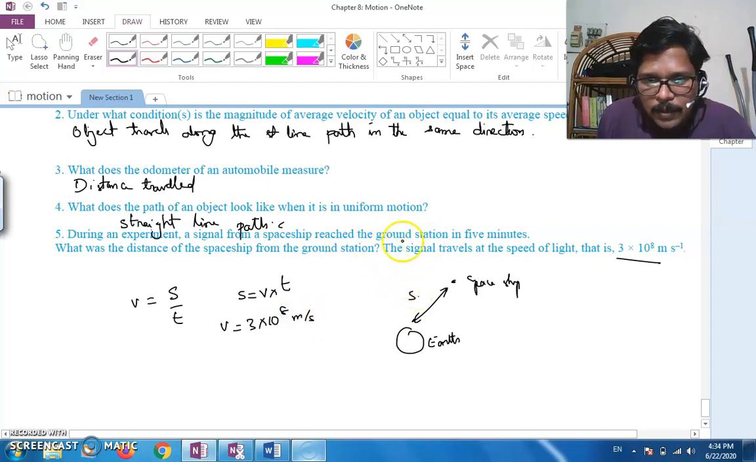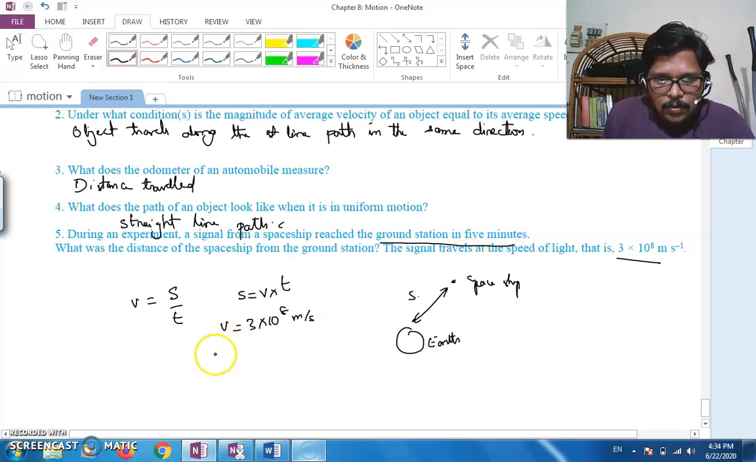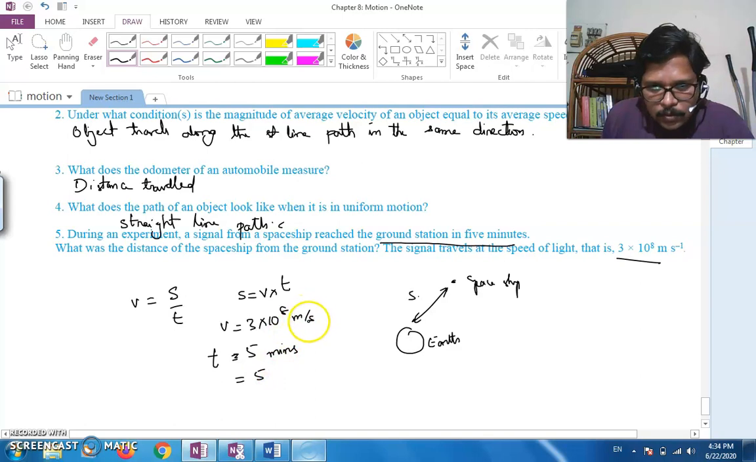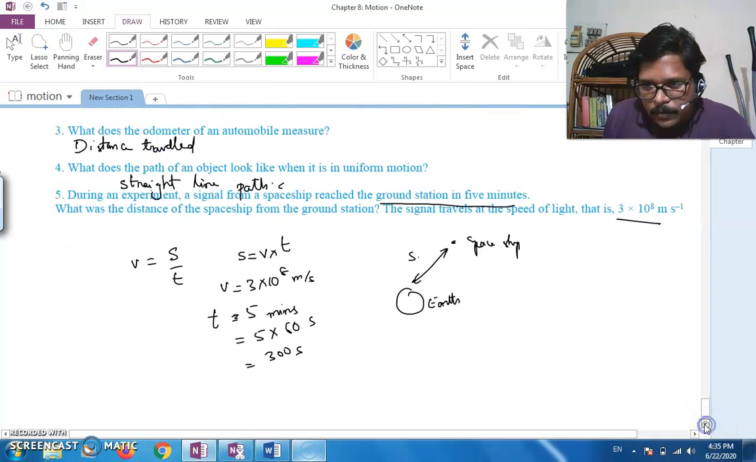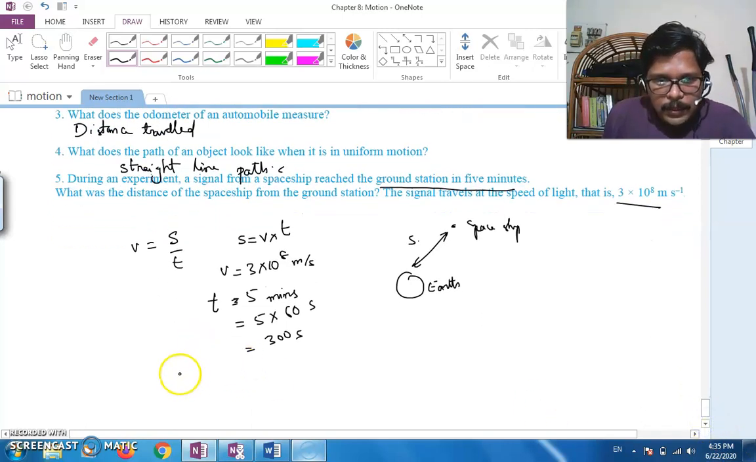What is the time here? The signal takes 5 minutes to reach the ground. So T is equal to 5 minutes. But minutes is not SI, so we are going to convert, because we have meter per second. We'll convert 5 minutes into seconds. 5 into 60 is 300 seconds. Then put that in the formula.